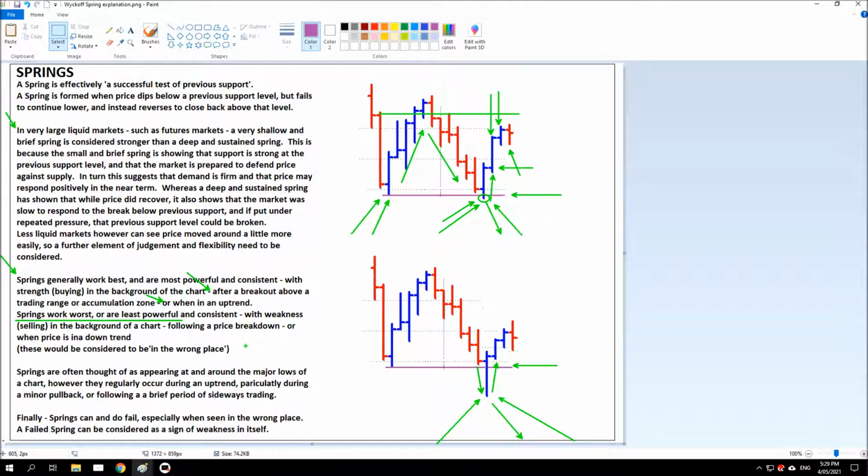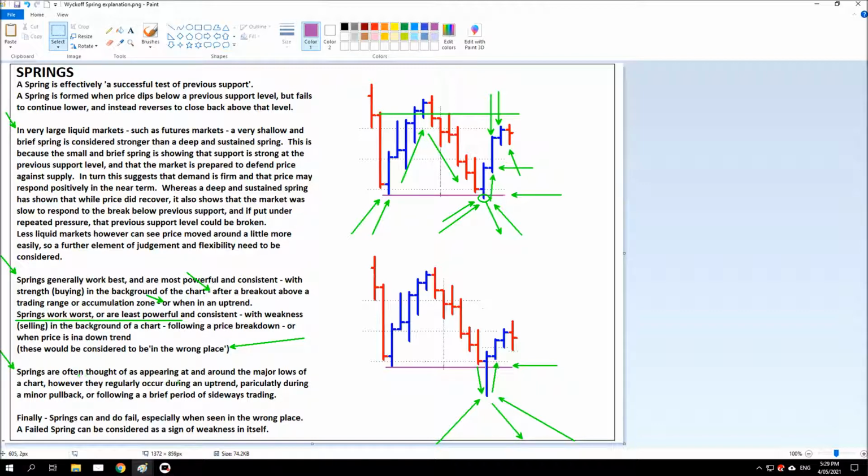All these would be considered to be in the wrong place. So if you see a spring and price is in a downtrend, or with weakness or selling in the background of a chart, the spring is considered to be in the wrong place. It may work, but it'll be less powerful and probably briefer. I don't suggest you support springs that are in a downtrend or with weakness in the immediate background.